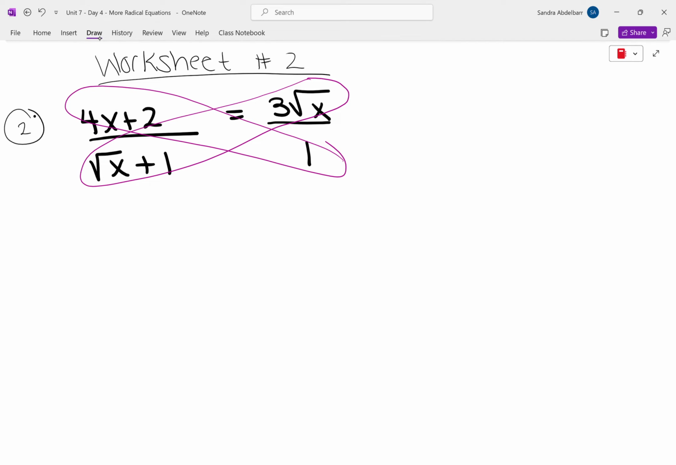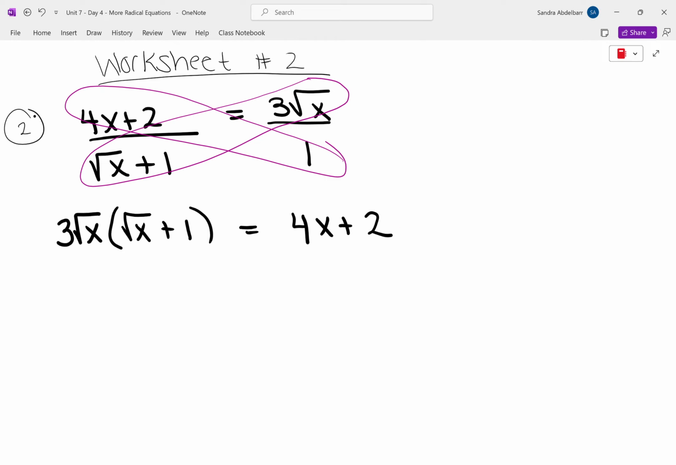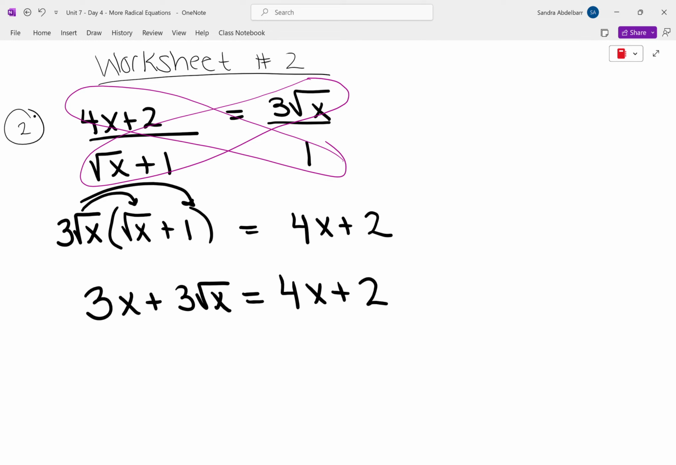So when I cross multiply, I'm going to get 3 root x times the quantity of root x plus 1 is equal to 4x plus 2. I have to distribute in that 3 root x. So when I distribute this in, I'm going to get 3, but what's root x times root x? X plus 3 root x equals 4x plus 2.